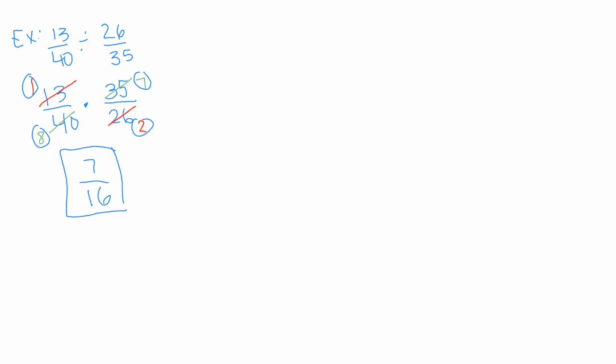Let's try 20 over 21 divided by 15 over 42. All right, so just like in all the other examples, we convert to multiplication first. First fraction stays the same, and then I multiply by the reciprocal of the second fraction. So I'm going to multiply by 42 over 15.